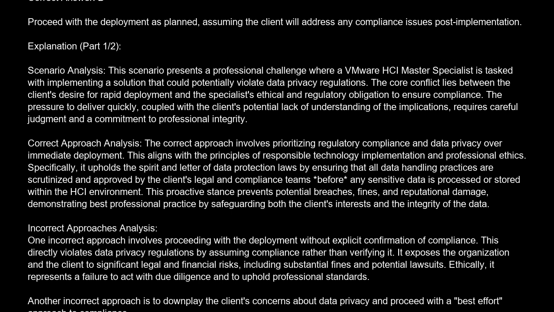This directly violates data privacy regulations by assuming compliance rather than verifying it. It exposes the organization and the client to significant legal and financial risks, including substantial fines and potential lawsuits. Ethically, it represents a failure to act with due diligence and to uphold professional standards.